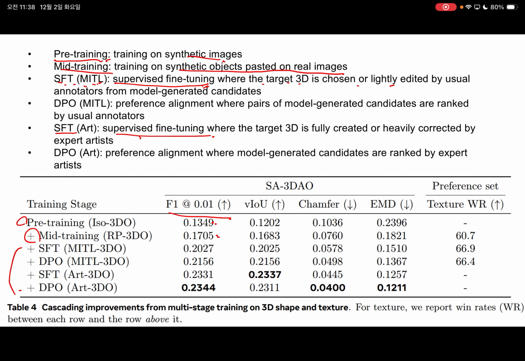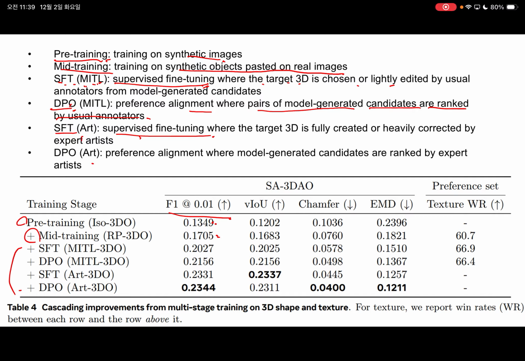MITL is model in the loop. And DPO is short for direct preference optimization. Here, it is preference alignment, where pairs of model-generated candidates are ranked by a usual annotator. So a usual annotator is like us, people who are not artists. We have some candidates of 3D reconstruction from models, and then we make a rank. Which one is the best one? Which one is the worst one? And then we use such rank annotation as another supervision signal. That is DPO.